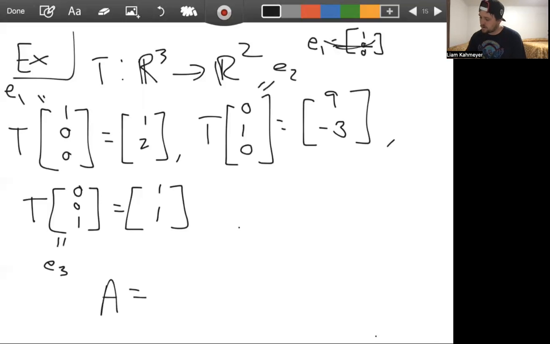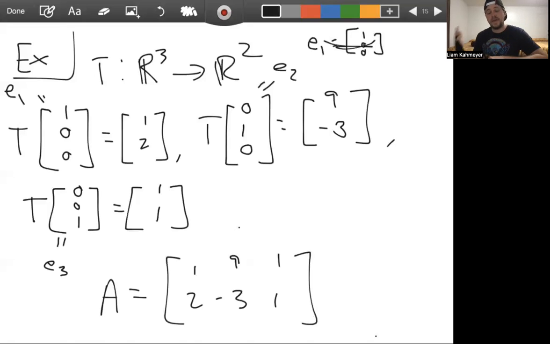So pretty quickly, you can understand that A is the matrix with rows (1, 9, 1) and (2, -3, 1), right? Because you look at the image of all the basis vectors under T, and then the juxtaposition of those resulting column vectors into a matrix gives you the transformation.